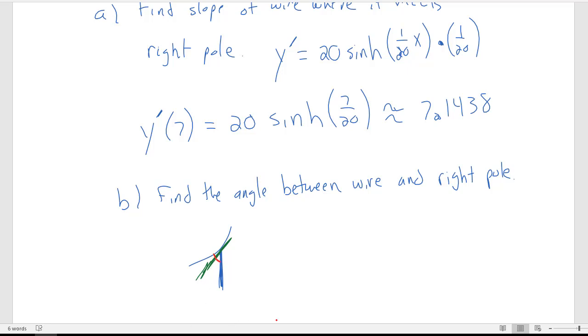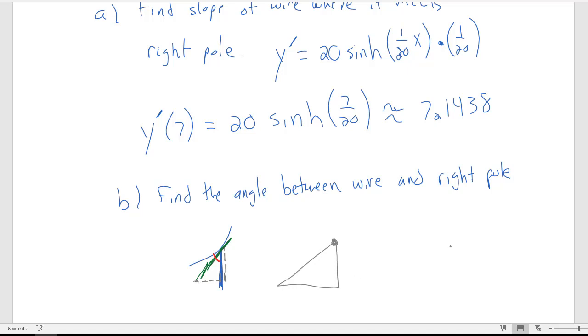So if we think of a triangle that we had drawn, here's the base of the triangle touching my tangent line, and then here's the height. Let me draw it out here. Here's the height of my triangle. So I really have this triangle. Here's where the wire meets the pole.